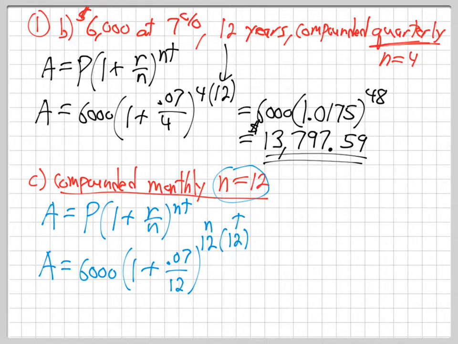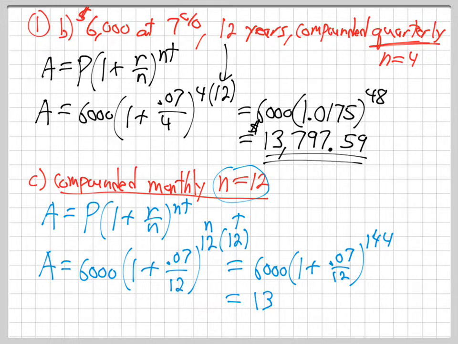This is N. So simplifying that, we get 6,000. I'm just going to leave the inside as 1 plus 0.07 over 12, because I think it comes out some decimal that goes forever. And that would be the 144 power. So just put it in like that on your calculator with parentheses. Type it in just like you see it with the parentheses. You'll get 13,864.32.